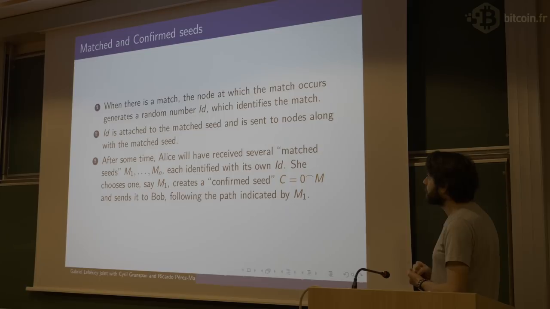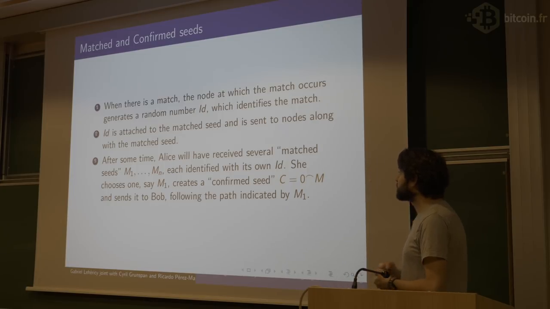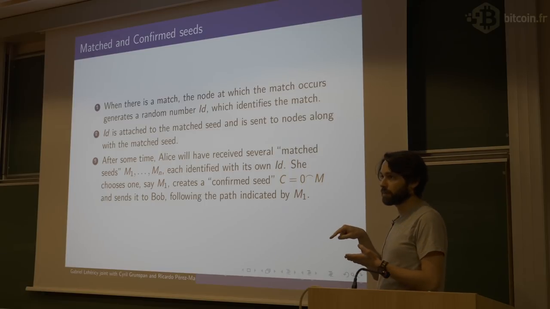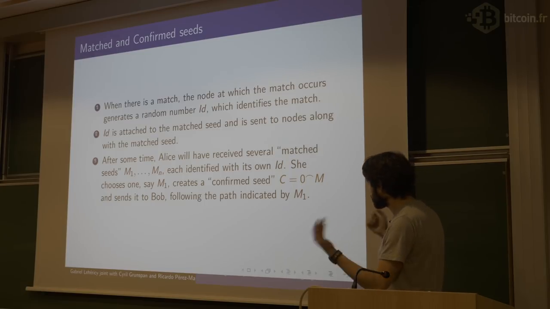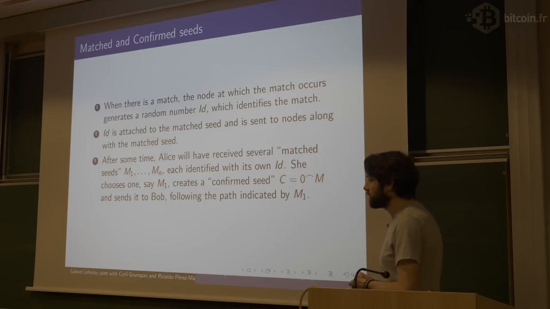And now, after some time, Alice waits. Once she has sent a pheromone seed, she waits. And after some time, she will receive several match seeds, each of them with their own identity. And then she chooses one. And once she has chosen, she creates what we call a confirmed seed, and she sends it to Bob. And this confirmed seed traces a route from A to B, and it tells Bob that she has chosen a route, and then the payment can proceed.